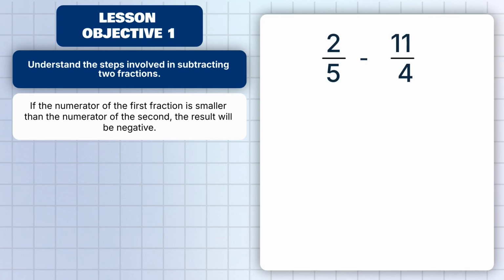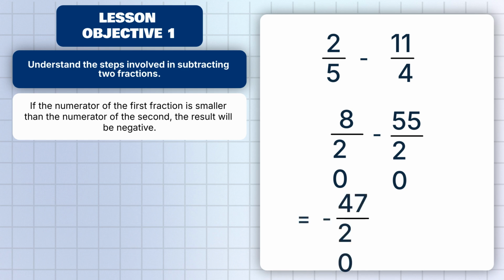Now we can find the common denominator of 5 and 4, which is 20. We multiply 2/5 by 4/4 to get 8/20. Then we multiply 11/4 by 5/5 to get 55/20. Now we subtract the numerators. 8 minus 55 equals minus 47. Minus 47/20 is an improper fraction, so we can convert this to a mixed number. This gives a final answer of minus 2 and 7/20.